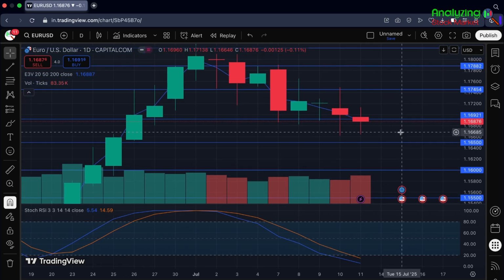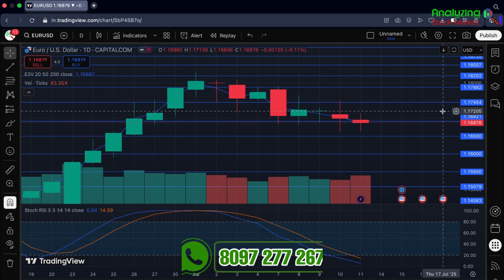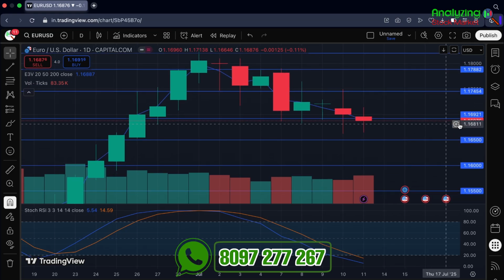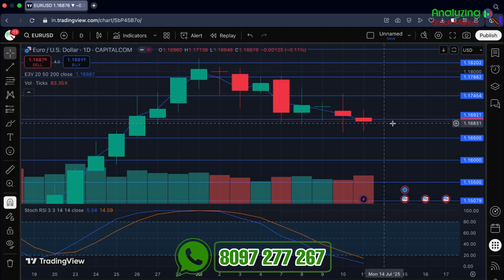Let's now check whether the important support and resistance zones are already marked. As such, there are no big data changes, so we don't need to mark anything. Let's see what the closing was. On Friday, the weekly closing was 1.16876.